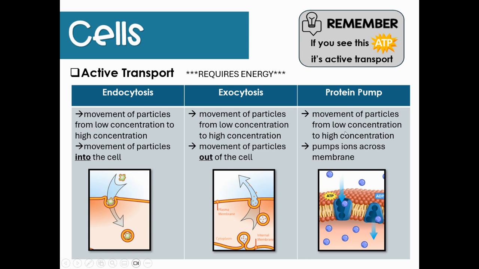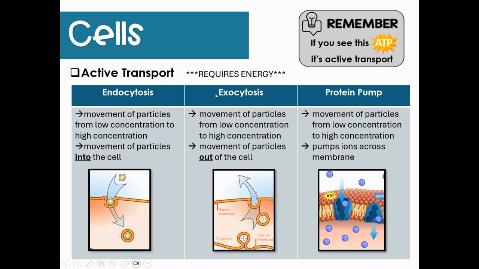So there's three types of active transport that you need to know. We have endocytosis, which is the movement of particles from low concentration to high concentration against the concentration gradient, and we're moving particles into the cell. So you can see in this picture, this particle's moving into the cell, and so this is endocytosis. Remember, your prefix endo means into.